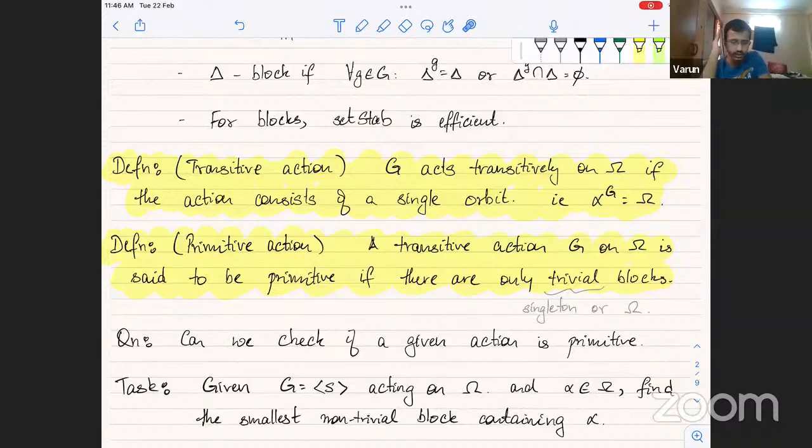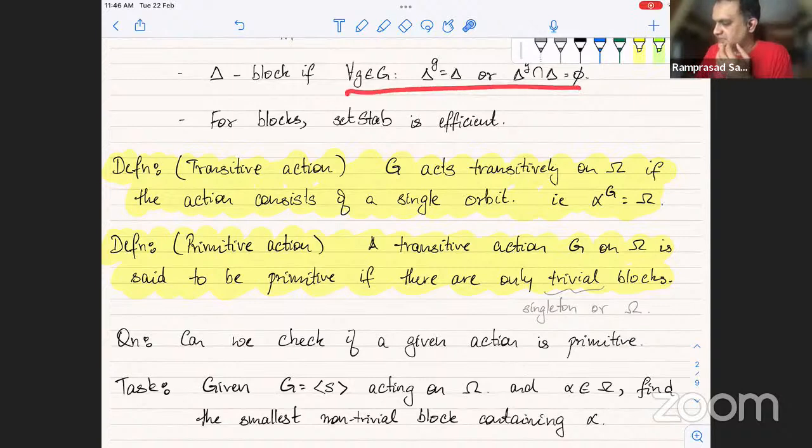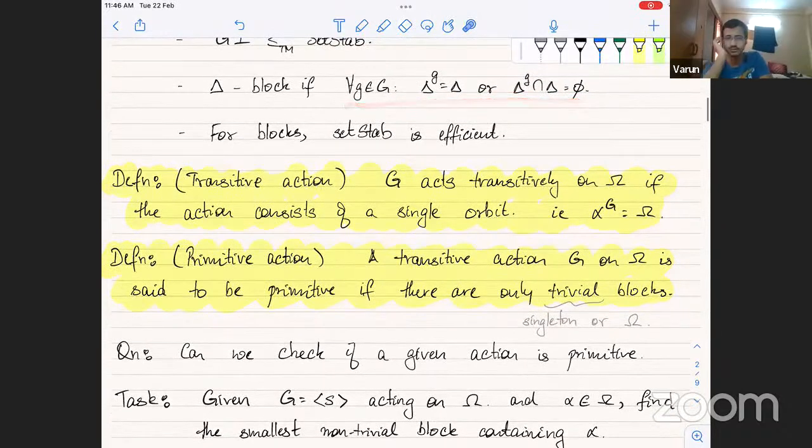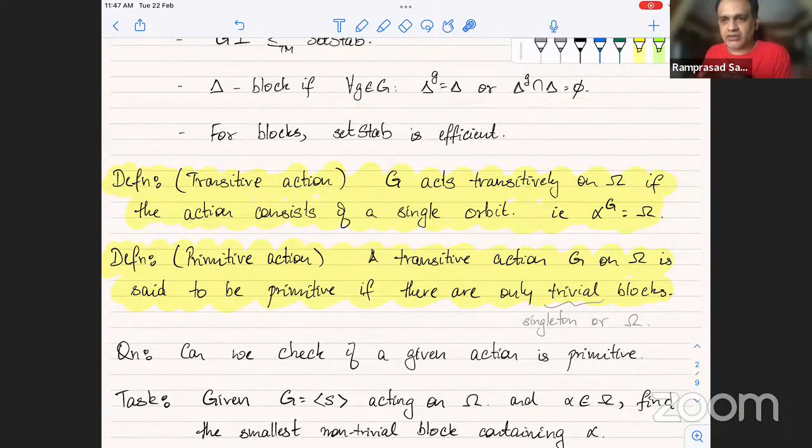So a block was anything where everything moves together to something else. Right, so this is the definition: for all g, I want either delta par g to be equal to delta, or delta par g to be completely disjoint from delta. There should be no situation where this is delta and this is delta par g. That cannot happen. So either they are the same or they're completely disjoint.